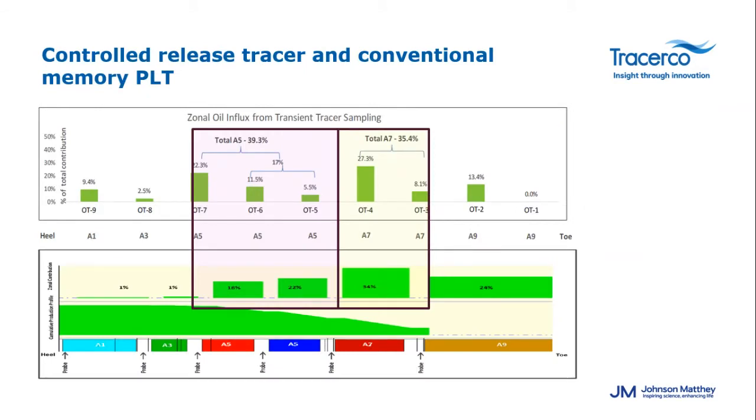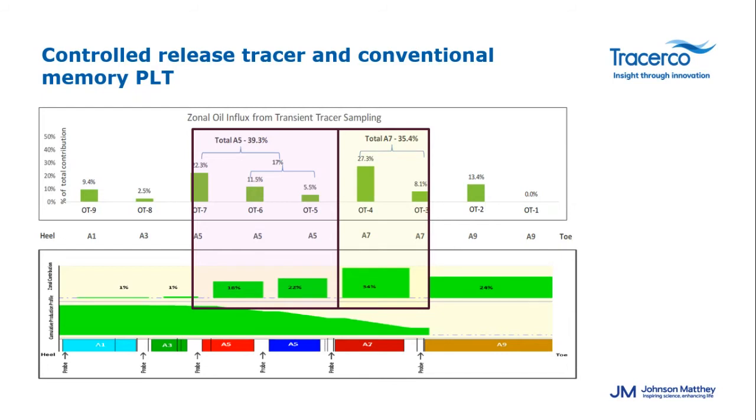When looking at data, we are often asked how it compares to PLT results. There are differences in the data and usually the timing of collection. The location monitored and the tool's abilities vary one from the other. The slide presents the data interpretation from the transient study on the top for the oil production by trace location and zone contribution, as well as, on the bottom, the memory PLT data.